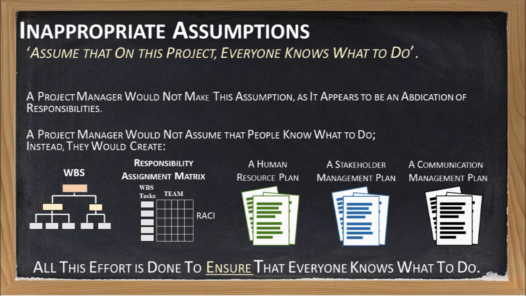Project managers go to great lengths to ensure everyone knows what to do, including developing a work breakdown structure for the project, using a RAM to assign responsibilities for tasks to individual team members, creating an HR plan, creating a stakeholder management plan, creating a communication plan. The project manager performs these activities in an active attempt to ensure that everyone on the project knows what to do. You should not assume people know what to do. You should make sure they know what to do.